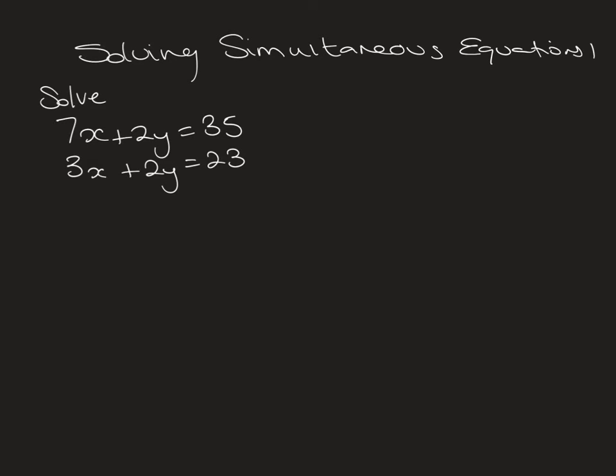Looking at these two equations then, if they've got 2y in both, if I subtract the bottom equation from the top one, then 2y take away 2y is nothing. So we've eliminated that variable, and that's always what you're aiming for, to eliminate one of the two variables. Because we've subtracted that term, we need to do the same with all of the others. So going left to right now, 7x take away 3x is 4x, 2y take away 2y is 0, and then on the right hand side of the equals, 35 take away 23 is 12.